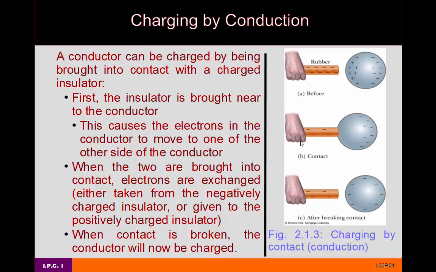And then when the piece of rubber is brought into actual contact with the conductor, it transfers a bunch of its electrons to the conductor.